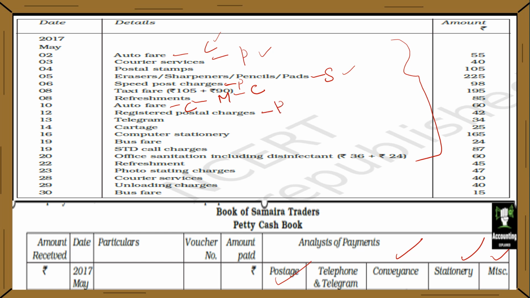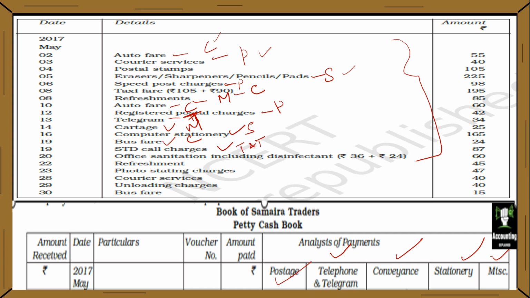By this time you must be telling me telegram goes under postage, but before I tell you, telegram goes under a new column called telephone and telegram. So open telephone and telegram. Cartage goes under miscellaneous. Since there are no other cartage expenses, we are directly taking it to miscellaneous. Computer stationery will go under the stationery column. Bus fare will go under conveyance. STD call charges will go under telephone and telegram, T and T.